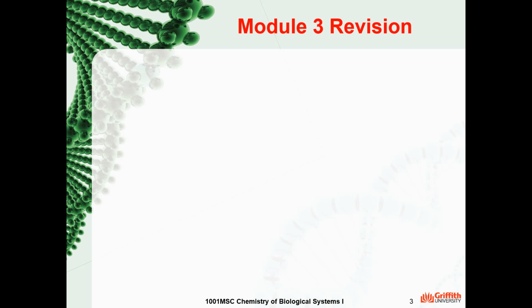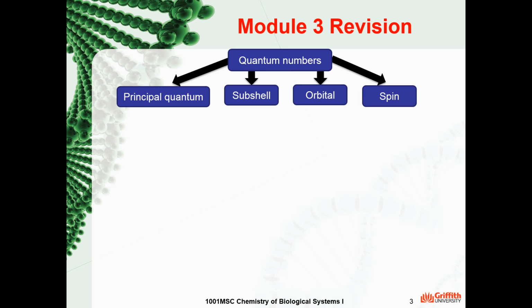In the second part of Module 3, we discussed the energy levels of atoms. There are 4 quantum numbers to describe the electron energy state in an atom. The first number is called the principal quantum number, or the shell. The second is the subshell. The third number refers to the shape of the subshell, or what we call the orbital. And finally, the last number is called the spin.